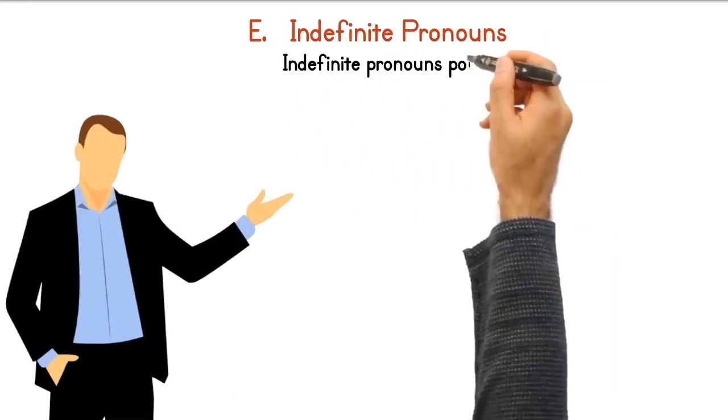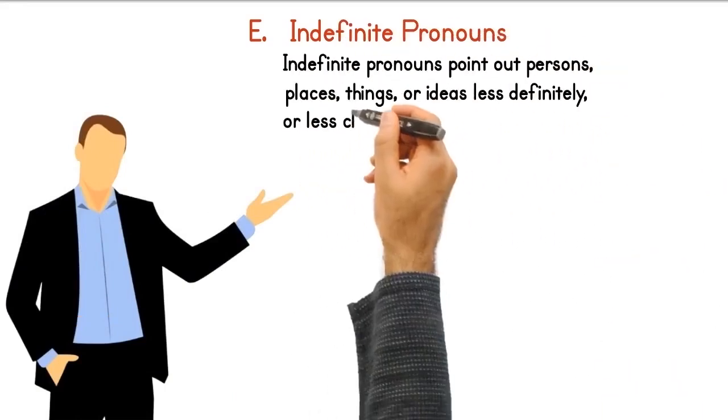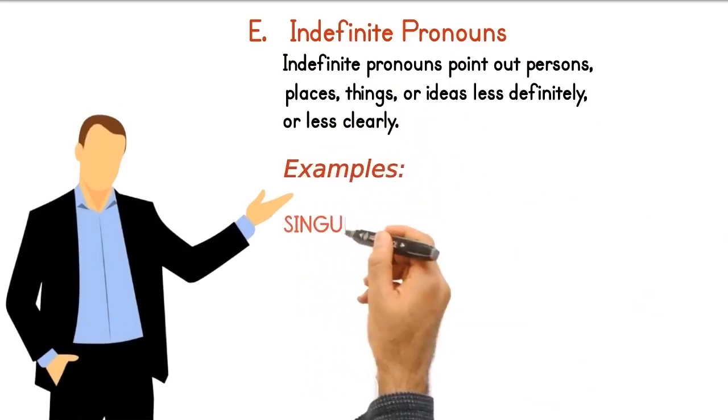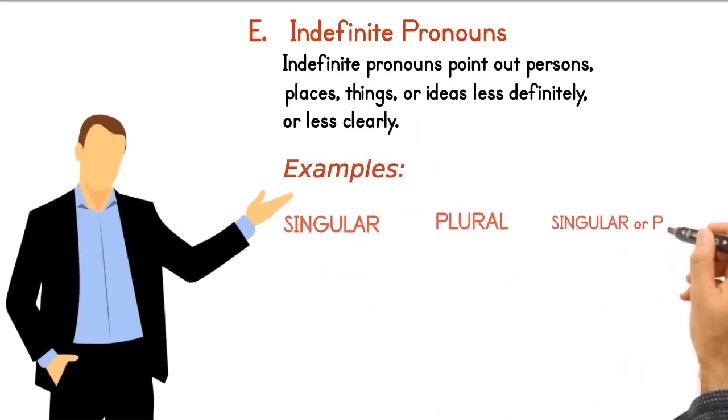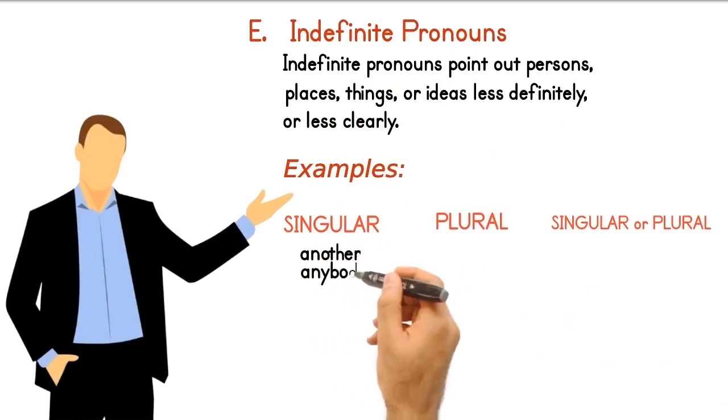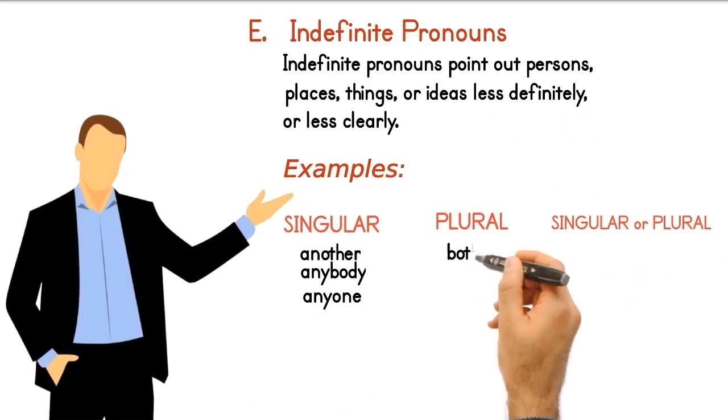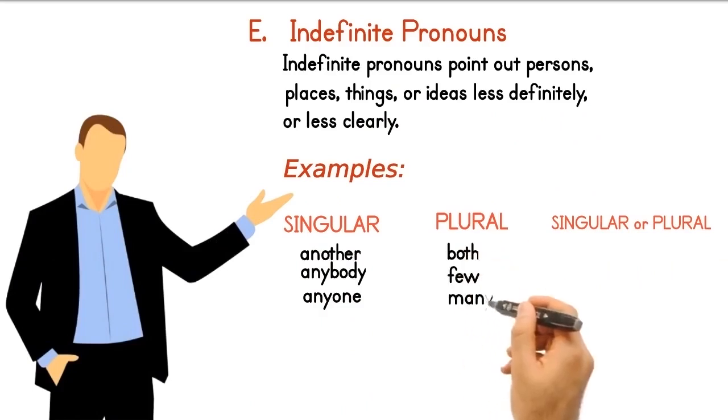Indefinite pronouns point out persons, places, things, or ideas less definitely, or less clearly. Examples: another, anybody, anyone, both, few, many, all, some, plenty.